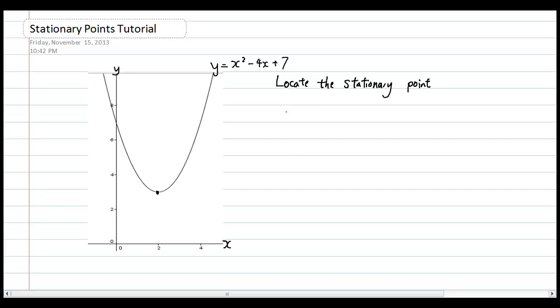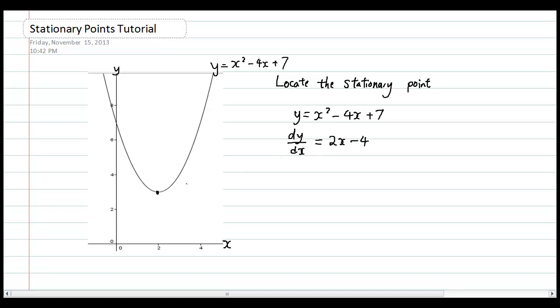So the process for finding the turning point or the stationary point is, the first step is you have to differentiate the equation. So we have y equals x squared minus 4x plus 7. So dy over dx, the instantaneous rate of change of y with respect to x, is 2x minus 4. So we have an equation describing the gradient at any point on this curve.